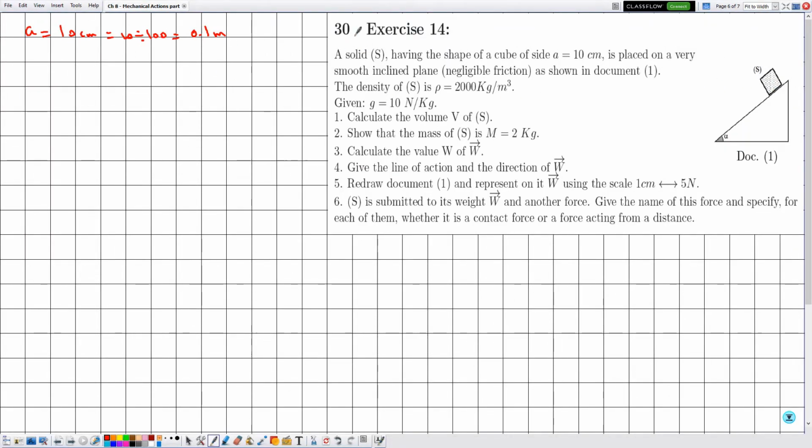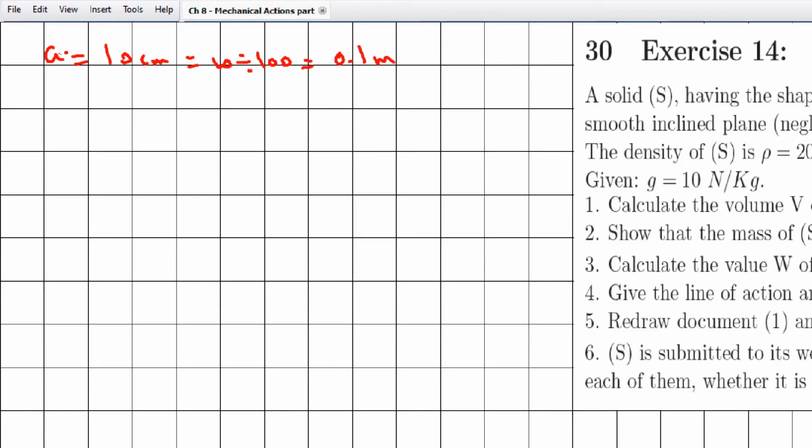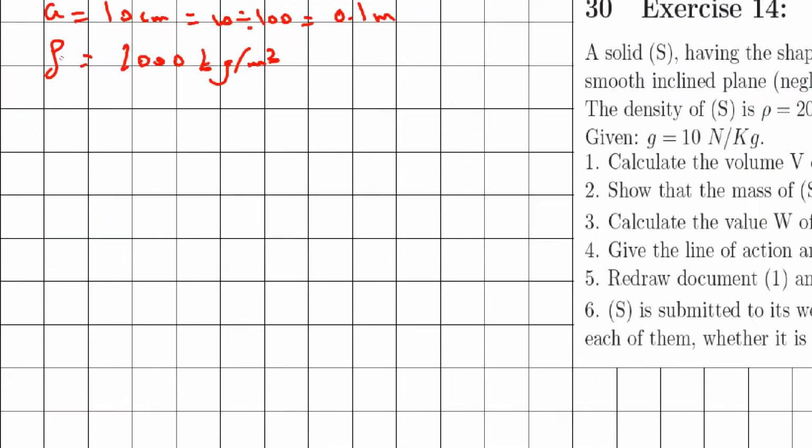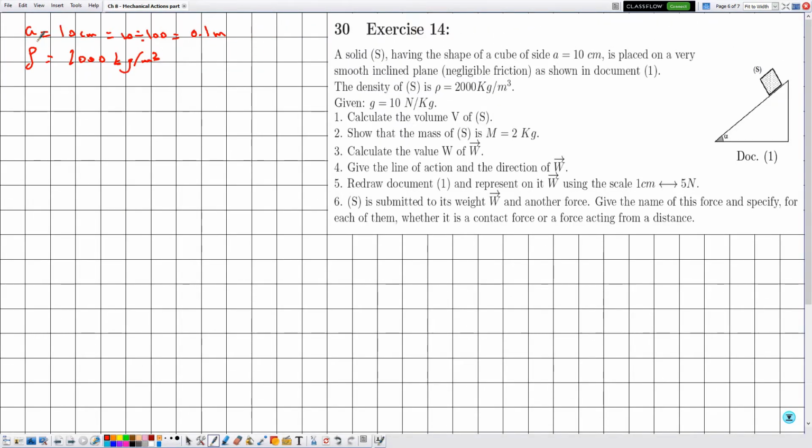Now, I wanted also to mention that the solid S, because it has the shape of a cube, is classified as a regular shape, so its volume can be calculated via a to the power 3. And the density is given by 2000 kilograms per meter cube. Notice the following. Because we have a, we can directly determine the volume. Because we have the density, we can deduce the mass. Whenever one calculates the mass, and it's given that the value of g is equal to 10 newtons per kilogram, we can determine the magnitude of the weight.